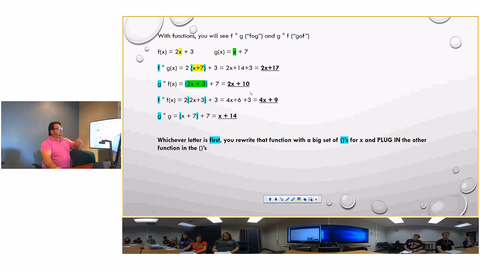So this slide is a nice slide to keep in your notebook, or at least the concept of composition you need to keep somewhere in your notebook, because this is the one you're going to forget, or the one you're going to mess up on. Okay?